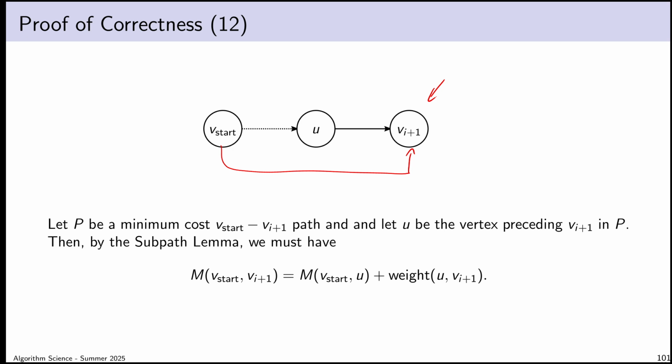Now, we don't necessarily know at this point, because it's what we're trying to prove, that the path we're using, the path in the tree that takes me from v start to vi plus 1, is a minimum cost path.